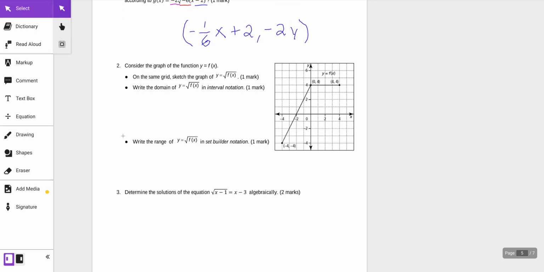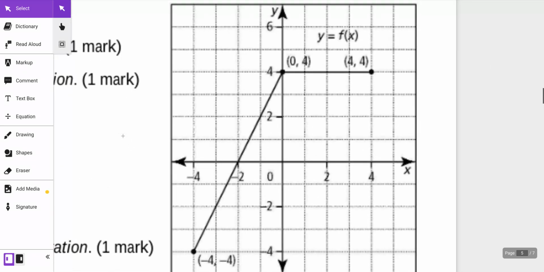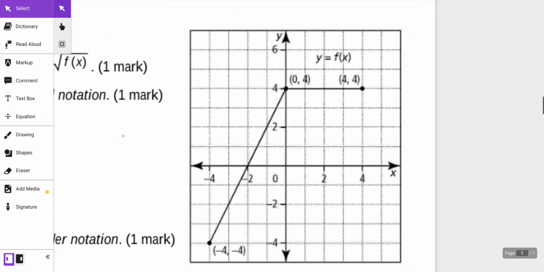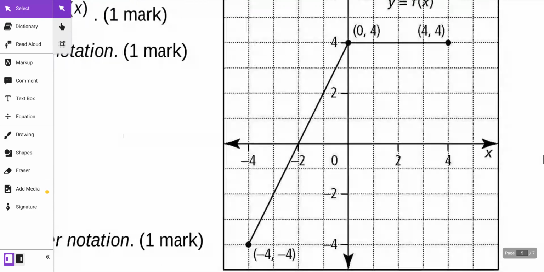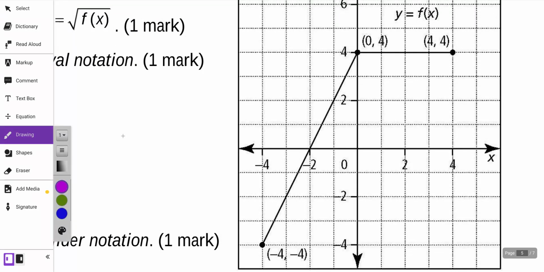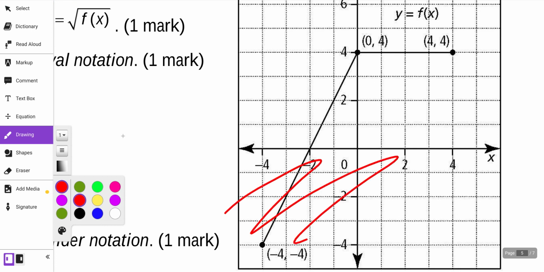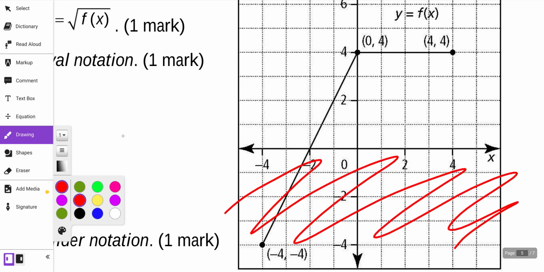Perfect. Number 2. Consider the graph of y equals f(x). On the same grid, sketch the graph of root f of x. Okay. Sketching this, you're going to square root y values. We know that you can't square root negative numbers. So there should be nothing down here, because if you square rooted a negative number, it wouldn't exist. Therefore, anything that was negative can't exist. So nothing below the x-axis exists.